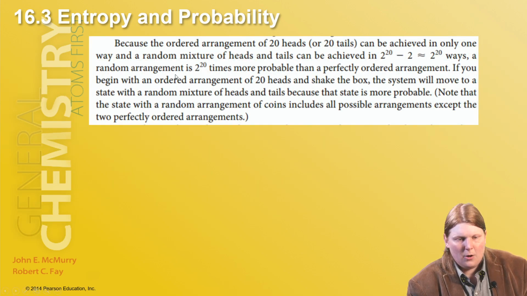So they talk about all the different ways that you could get, there's only 2 ways that you could get all heads or all tails, but 2 to the 20 different ways you could get all the other configurations. So this includes all possible arrangements. They said a state with a random arrangement of coins includes all arrangements. So the odds of not getting these are just extremely high.